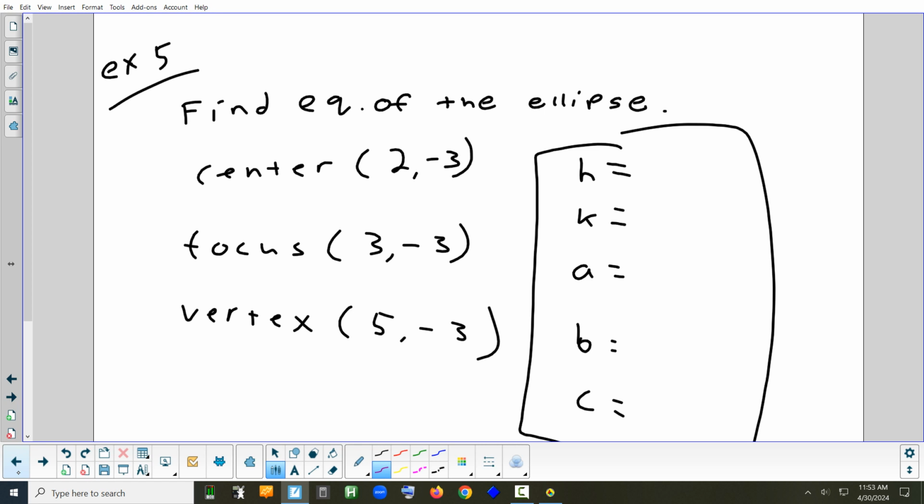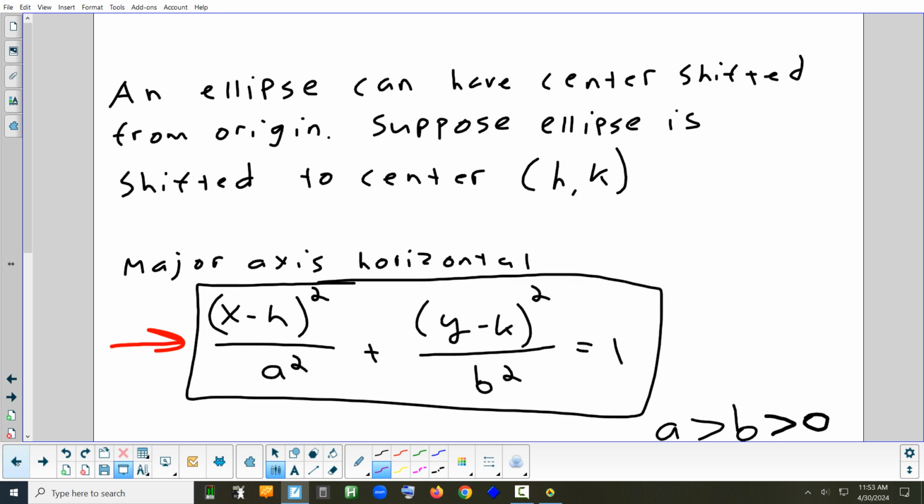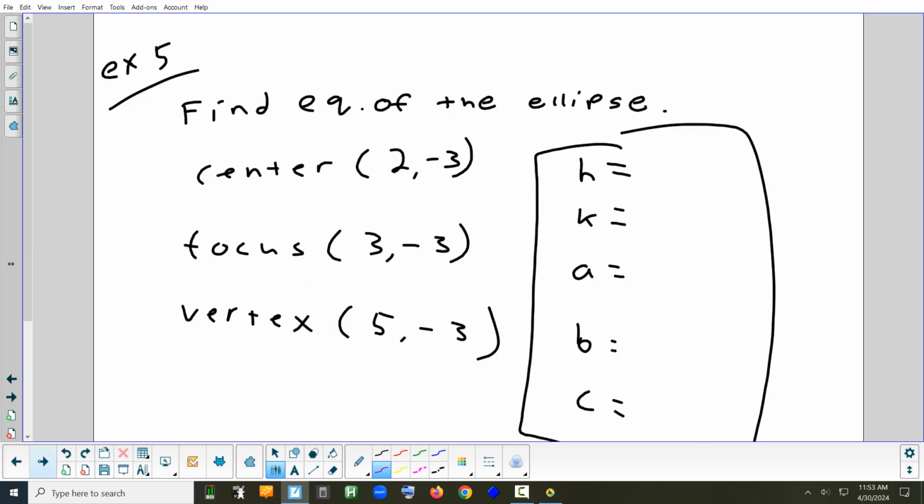Start with H and K. Up until now, the H and the K have always been what two numbers? 0, 0. Now they're not 0, 0. What's H going to be in this one? Yeah, 2. So H is the first number in the coordinate for the center. So H is 2. What's K going to be? Yep, K is -3.